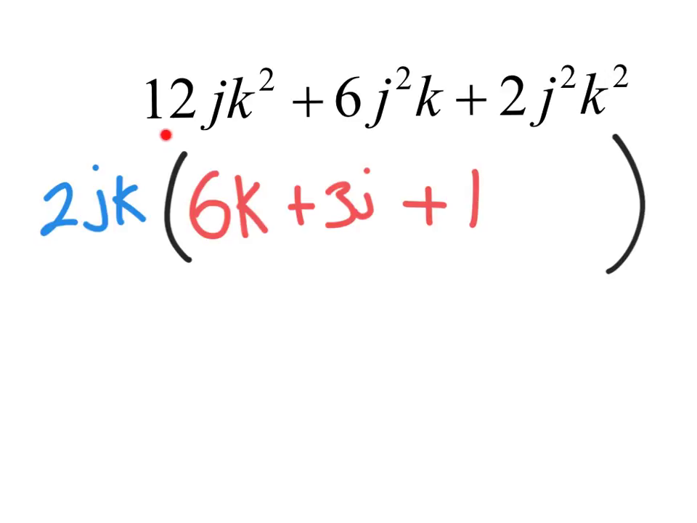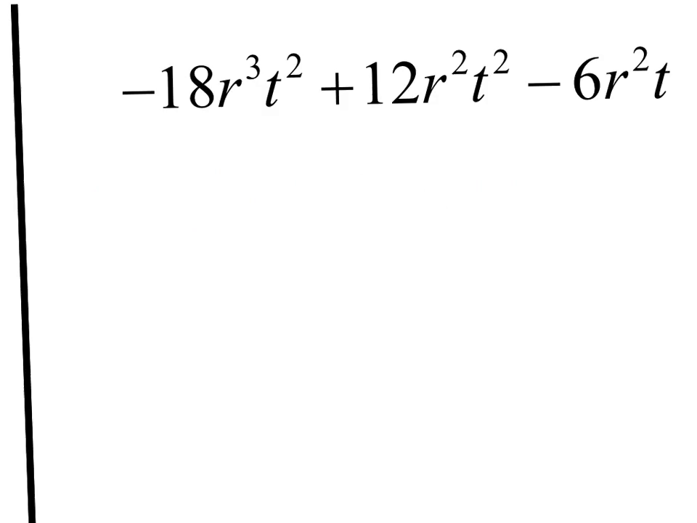And then how about J times what gets us J squared? J. And how about last but not least, K times what gets us K squared? K. So ladies and gentlemen, there it is. You factored it. Let's move on to the next one.